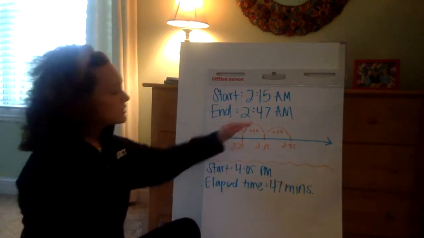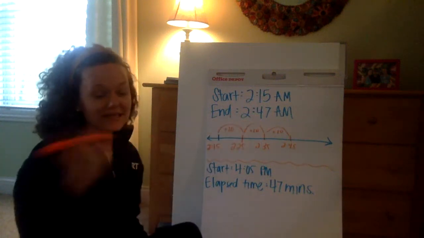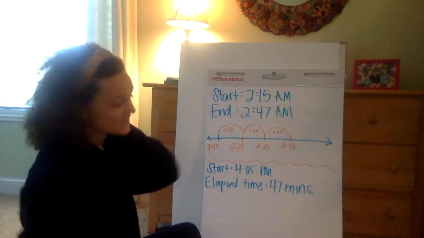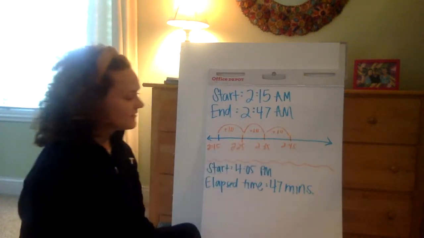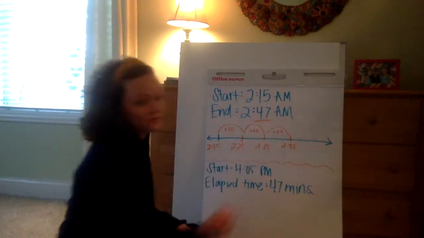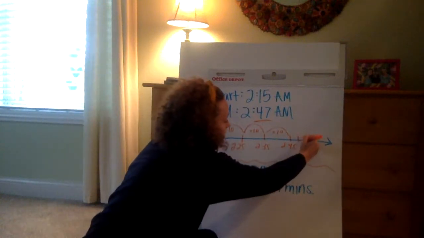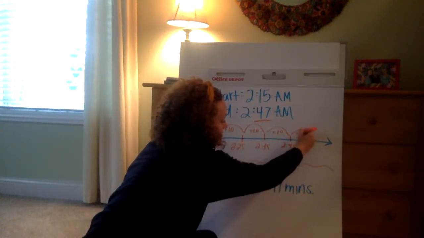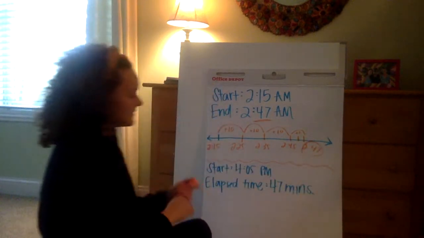Okay, I'm as close as I possibly can be to 2:47 because if I count by 10 again, I'm going to be way past 2:47. So I don't count by tens anymore. So I'm at 2:45. I need to figure out what numbers get me as close as I can to 47, which would be what? 2 minutes, right? So 1, 2 plus 2, that brings me to 2:47. So let's figure out our elapsed time.